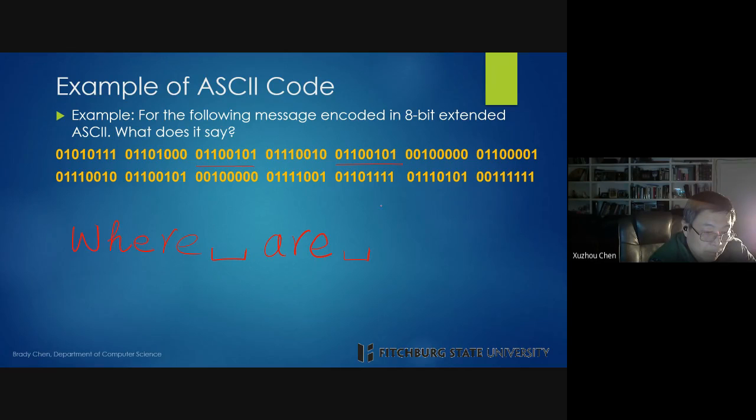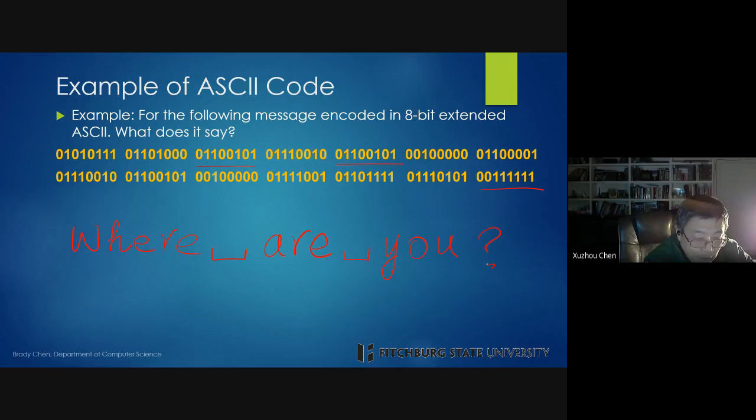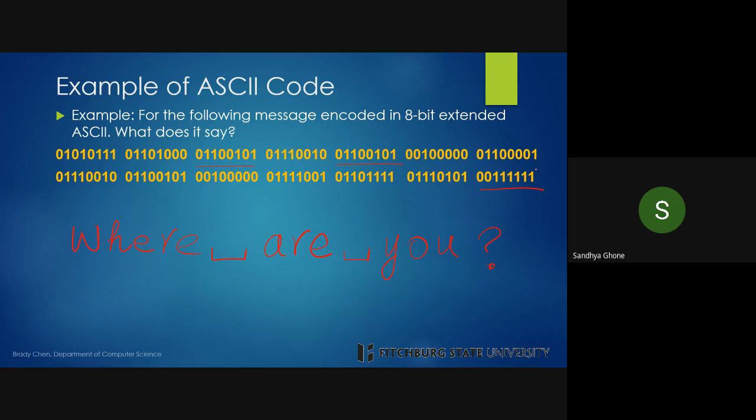Lowercase a, R, E, space, is where, lowercase y, Y, O, U. Okay. U. That looks like a question mark, right? Question mark, yes. Okay. Where are you?